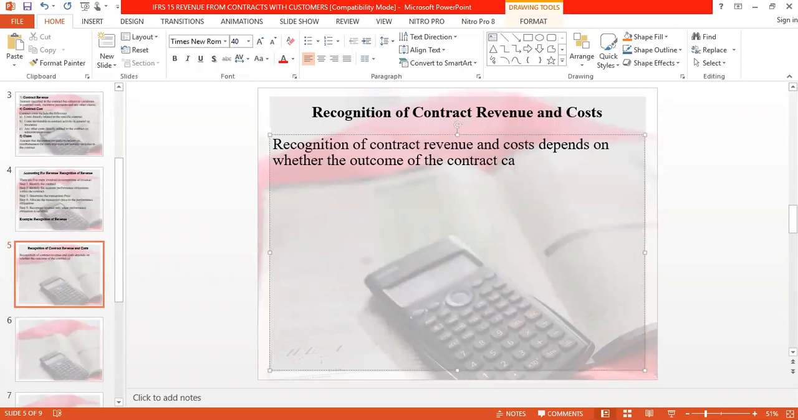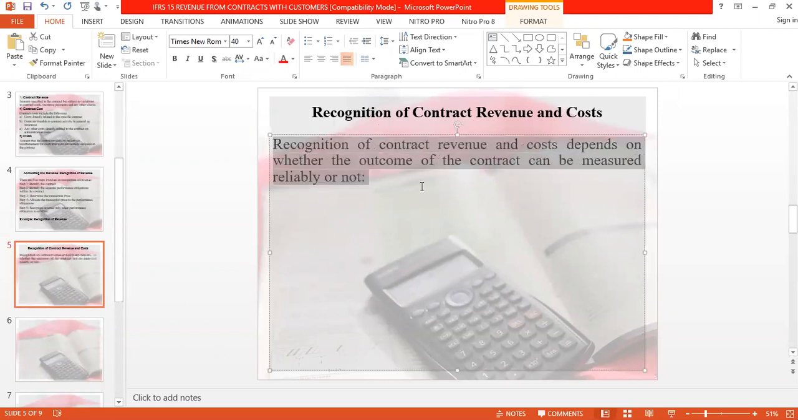Recognition of contract revenue and cost depends on whether the outcome of the contract can be measured reliably or not. I'm repeating. How you recognize contract costs and revenues depends on, where is the main point? Whether the outcome can be measured reliably or not.